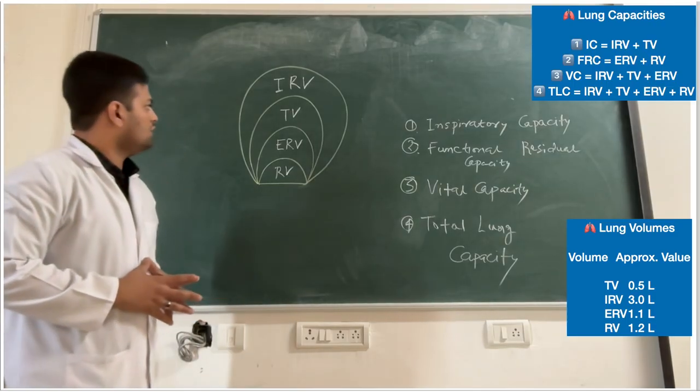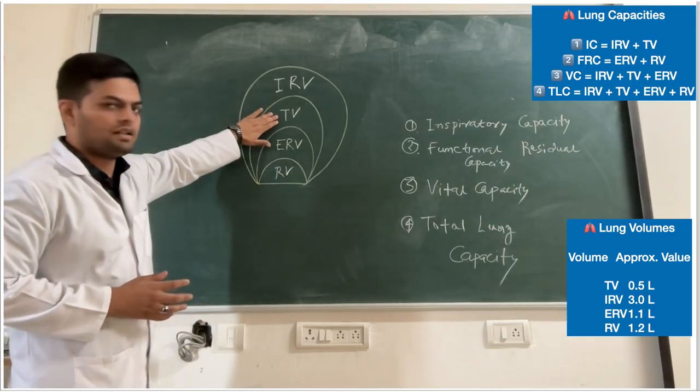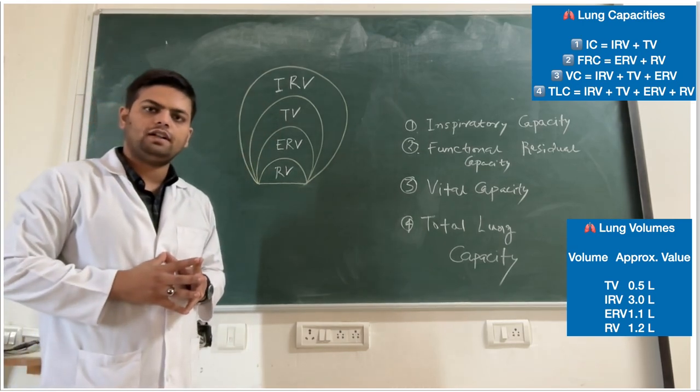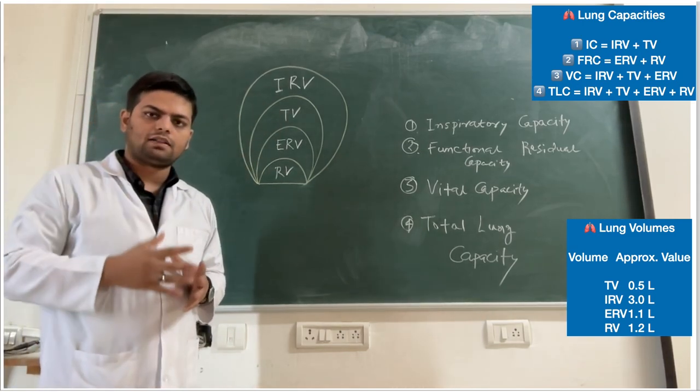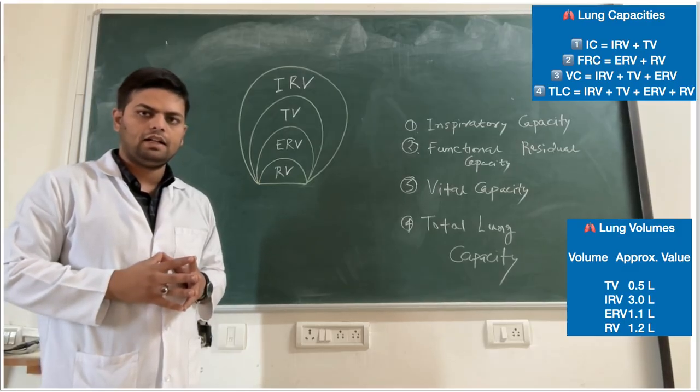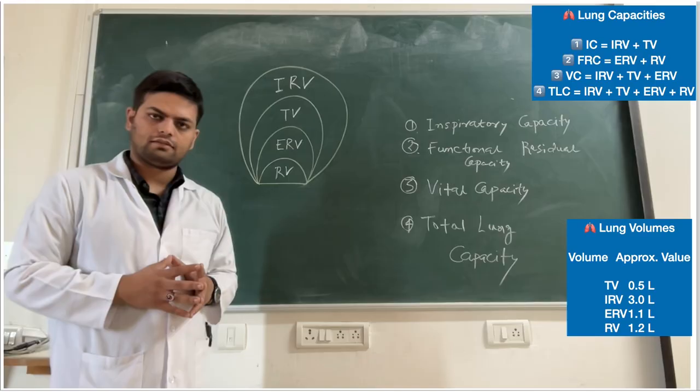So, now let's start with tidal volume. First of all, what is tidal volume? Tidal volume is the volume of air a person can inspire or expire with each normal breath. In a normal healthy adult male, it will be around 0.5 liter.